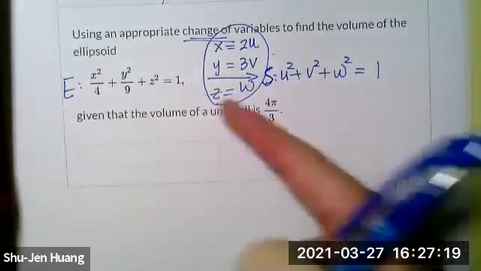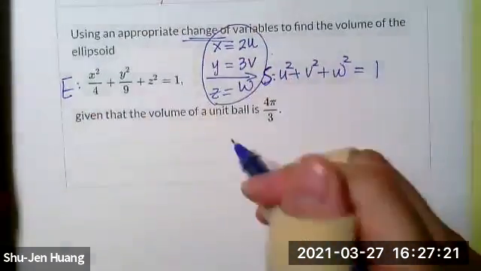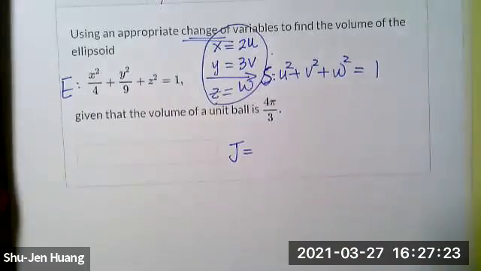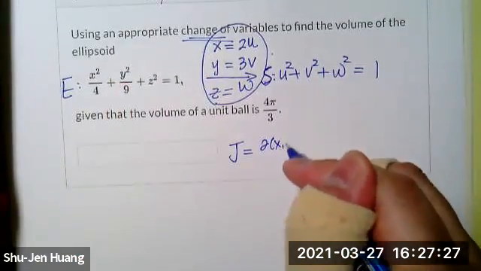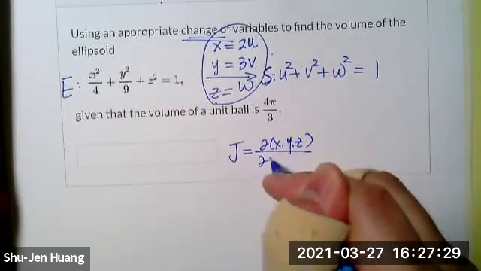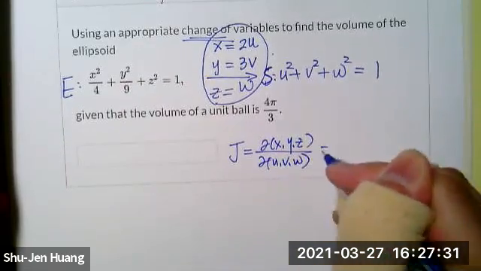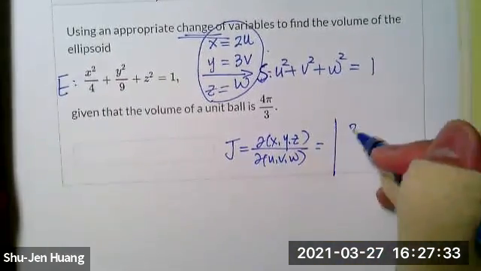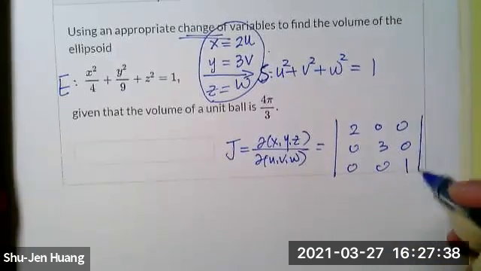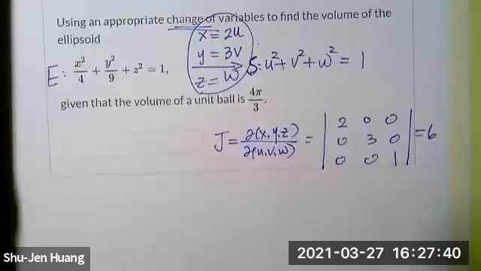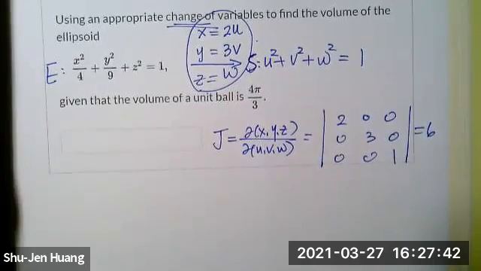So this is the first step, which is to choose the change of variable. The second step, we're going to calculate the Jacobian, from xyz to uvw. So you have the matrix 2, 0, 0, 0, 3, 0, 0, 0, 1. So the Jacobian here is just 6, okay? So this is the Jacobian.